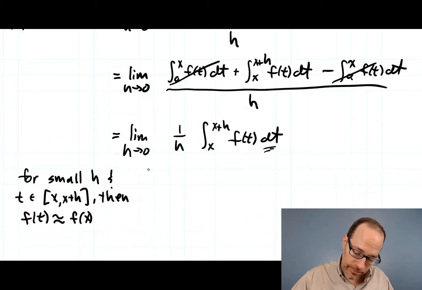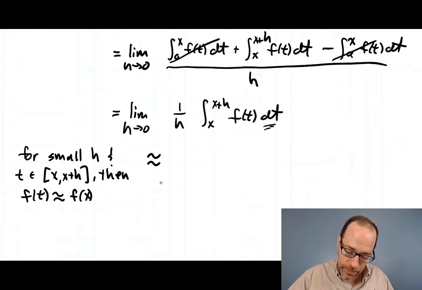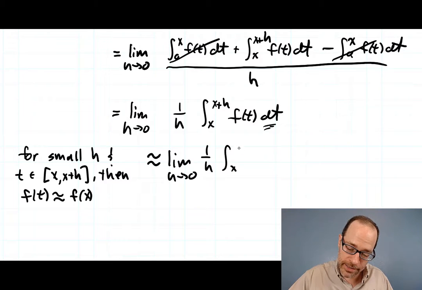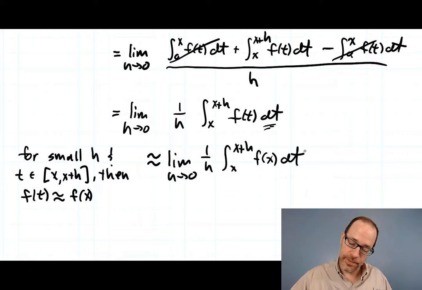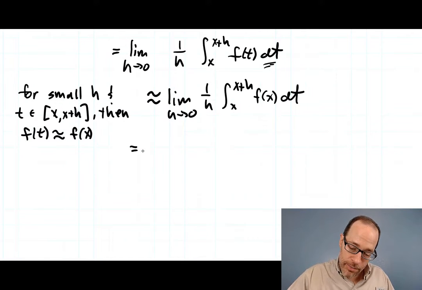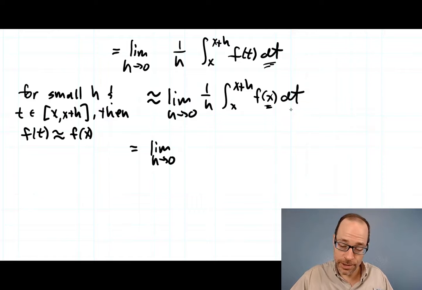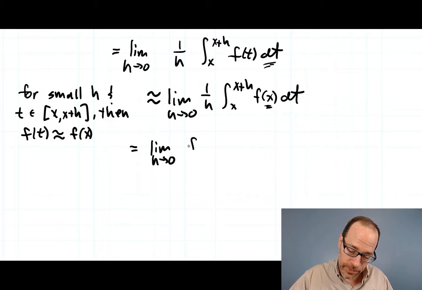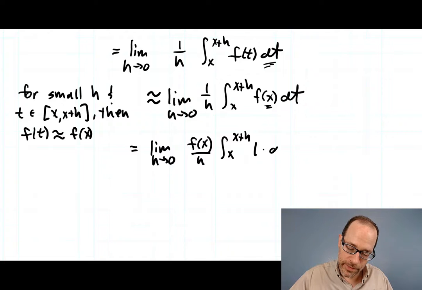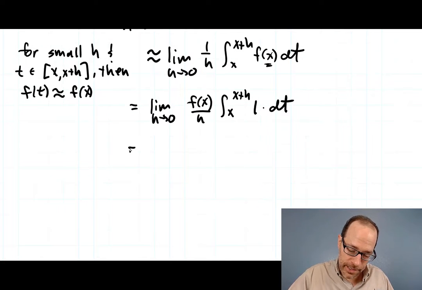So this guy here, if we continue it, will be approximately the limit as h goes to 0, 1 over h, the integral from x to x plus h. All the f of t's are super close just to f of x. Okay? And now, because x is a constant as far as t is concerned, right? T is the variable that's changing in the integral. It pulls out of the integral. So it'll be f of x all over h times the integral from x to x plus h of the function 1. Okay?